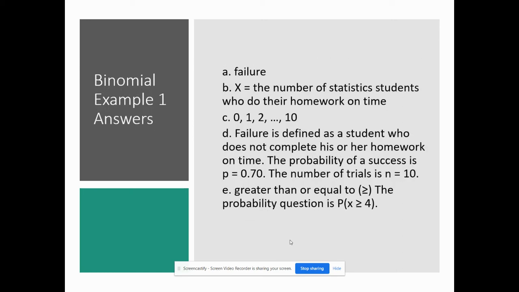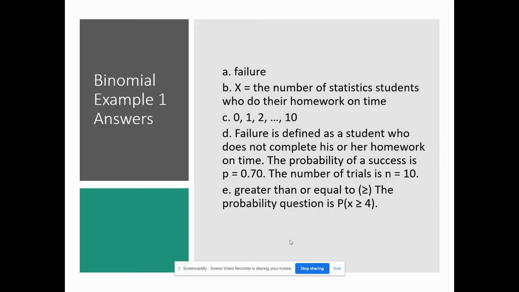All right, so let's talk about this. Capital X equals the number of statistics students who did their homework on time. Remember, we're defining what that is. And small x is 0, 1, 2, up to 10. Remember, no students could do their homework. So when you do these distributions, always remember to put 0 because 0 can occur. Failure is defined as a student who doesn't complete their homework.